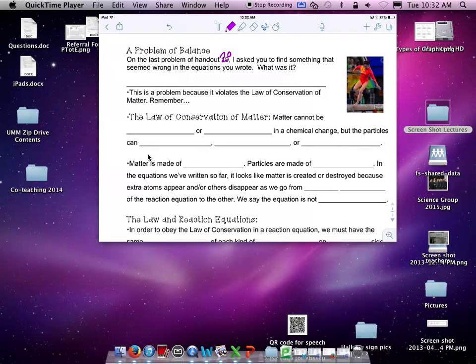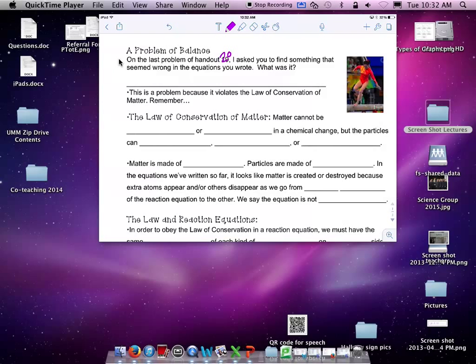Right, so today we're going to talk a little bit about balancing chemical equations. You've already spent some time writing equations. You know reactants and products and arrows and plus signs and those kinds of things. But today what we're going to do is talk about balancing, because at the end of that last handout, I asked you to notice that something was wrong. What was it that you noticed?